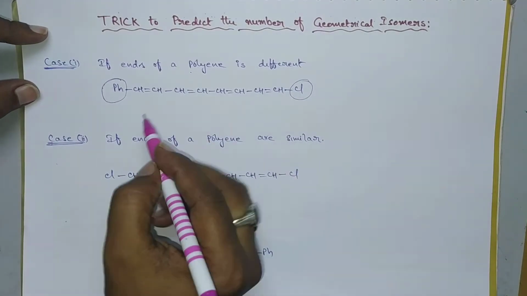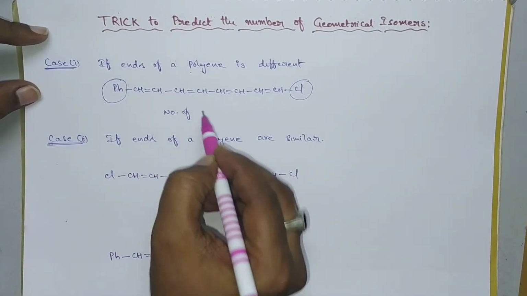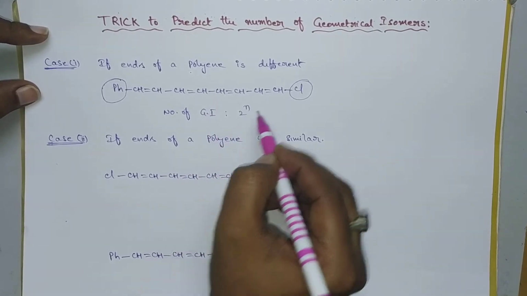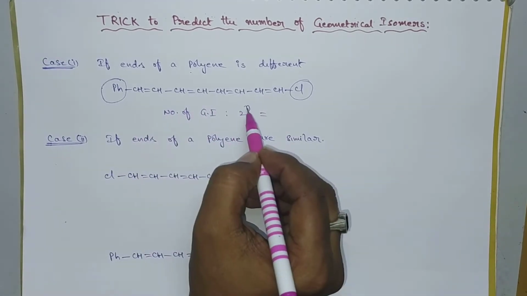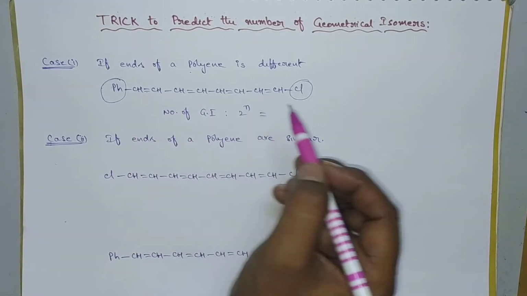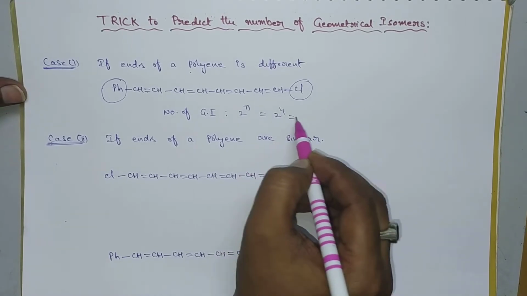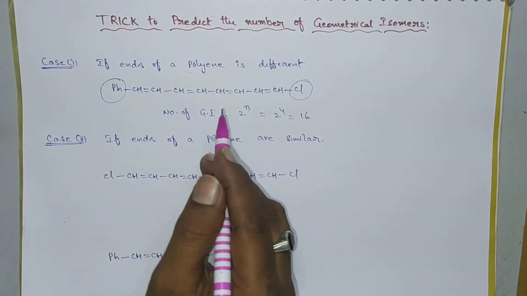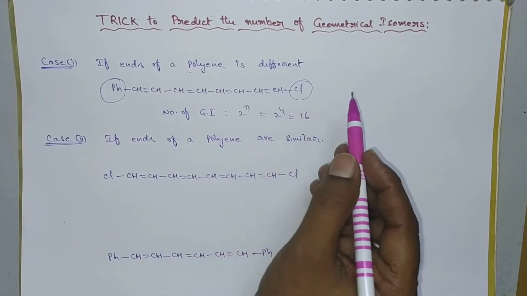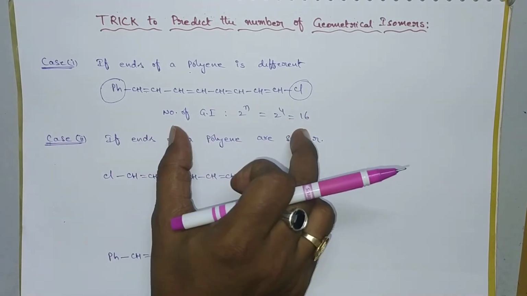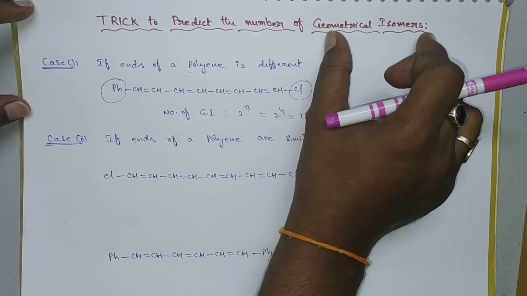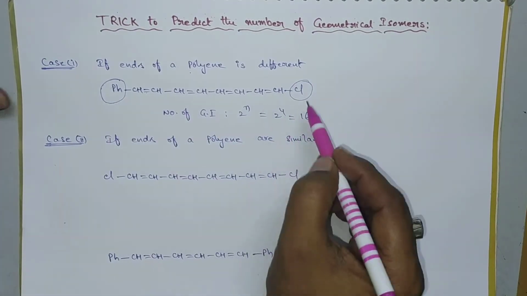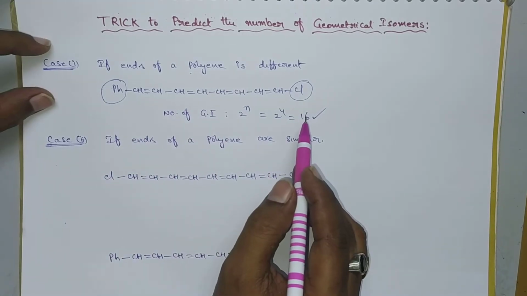In this situation, the number of geometrical isomers is given by the formula 2 power n, where n represents the number of double bonds. Here there are 4 double bonds, that means 2 power 4, so it will exhibit 16 isomers. Geometrical isomerism is also called cis-trans isomerism, so by arranging cis-trans like that, we can get 16 isomers. Okay, clear? So this is the first case.